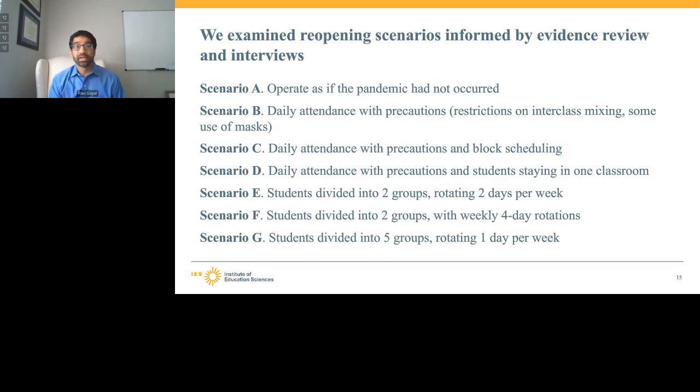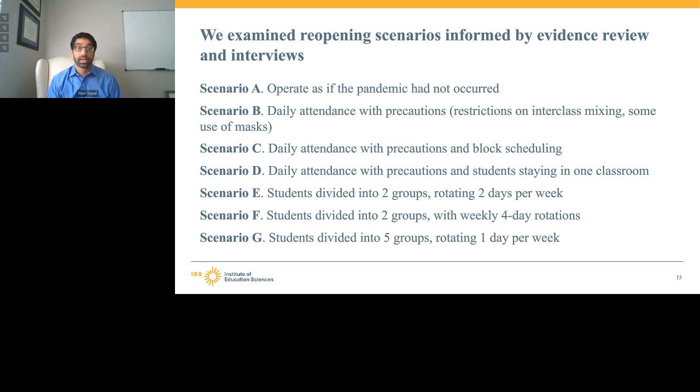To assess the effect of individual behavior and their interactions on the spread of COVID-19, as well as strategies to mitigate the spread, we identified and examined 7 reopening scenarios, which were informed by our evidence review and interviews. Scenario A represents business as usual. That is, schools operate as if the pandemic had not occurred.